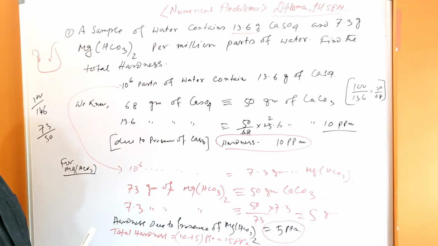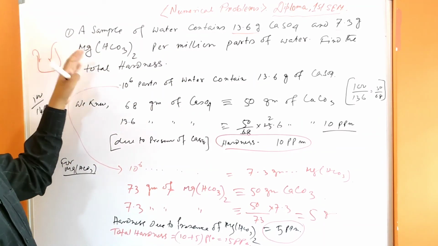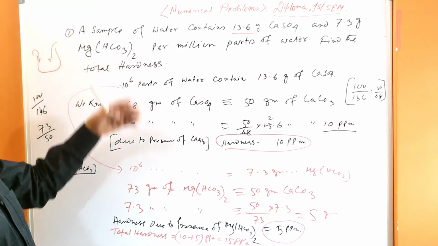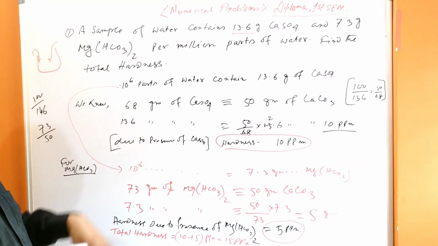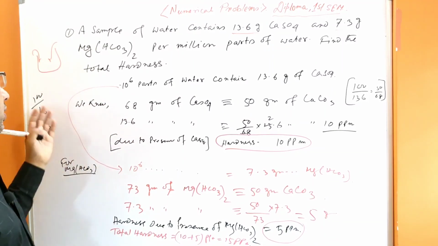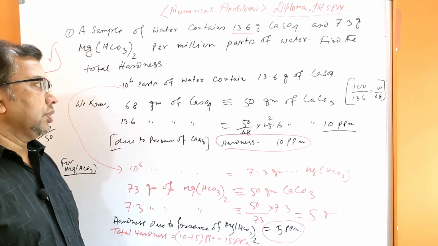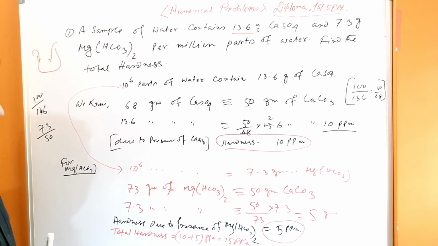This type of sum may come. Okay, calcium chloride is given, magnesium bicarbonate, any other salt may be present. So you have to find out the molecular weight and convert it into the equivalent of calcium carbonate, then do the process. Okay, next.